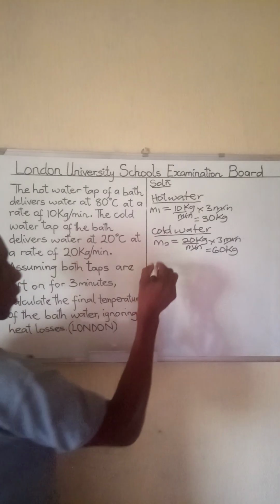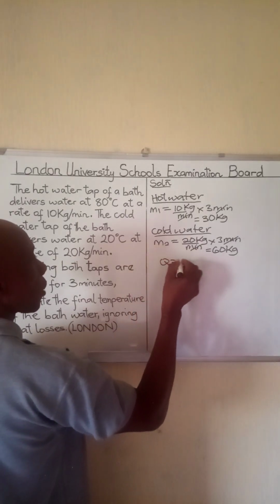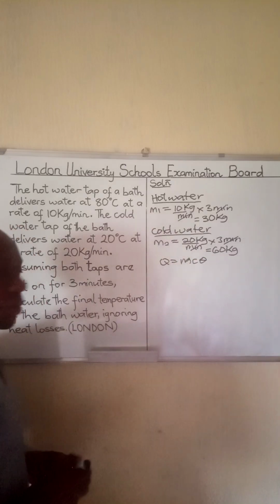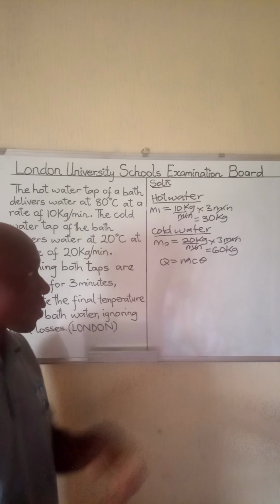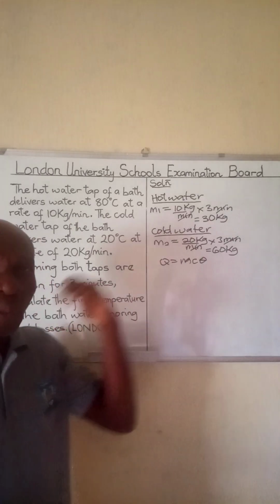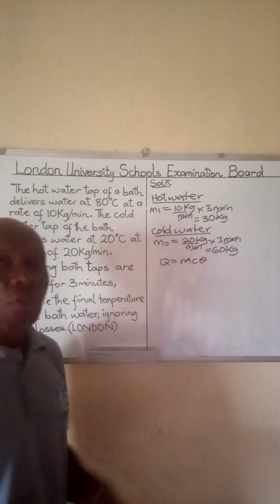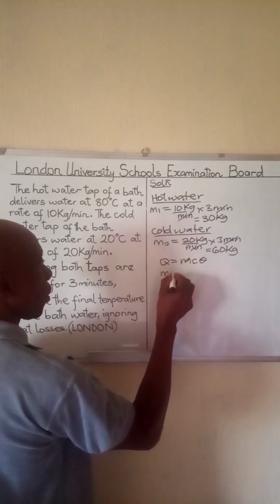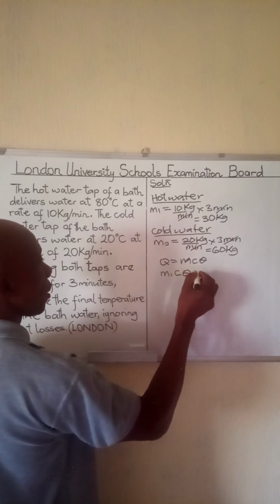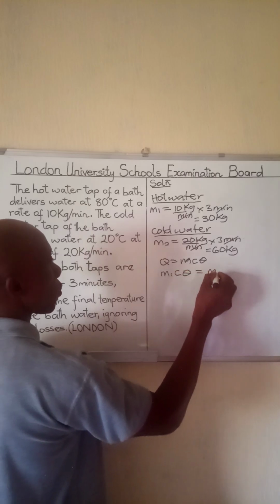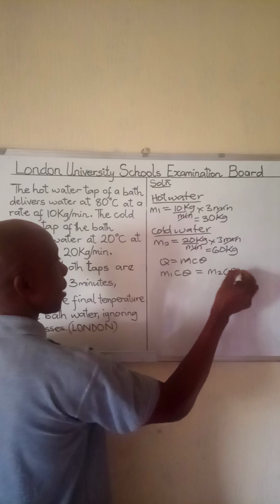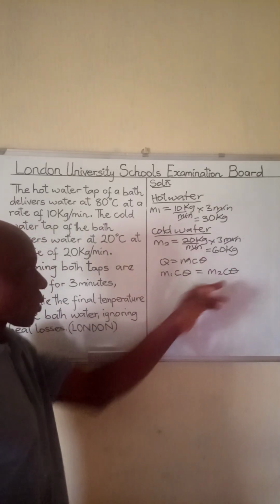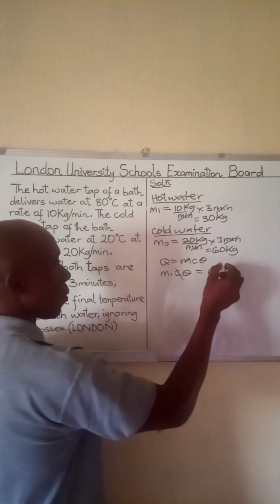Remember also, quantity of heat at any point in time equals mc theta. M is the mass, C is the specific heat capacity of the substance, and theta is the change in temperature. In this case, hot water is losing heat to cold water. Heat loss is going to be heat gain. So for the hot water, M1 C theta, as heat loss by hot water, will be M2 C theta, heat gain by the cold water. Since the substance is the same, the specific heat capacity stays the same, so we can simply cross them off.